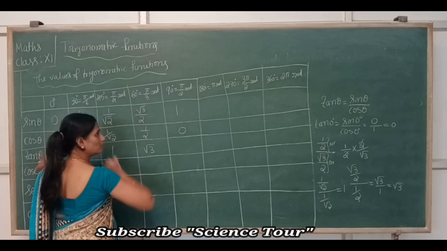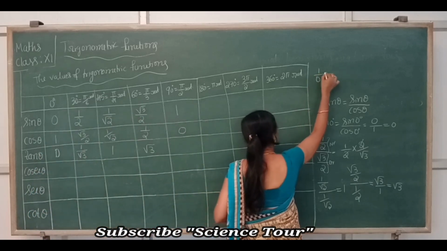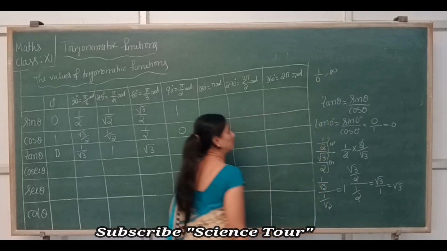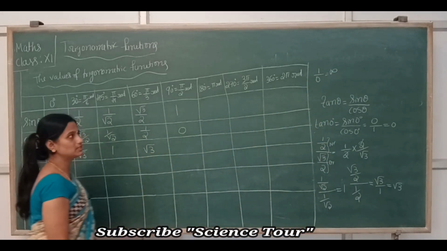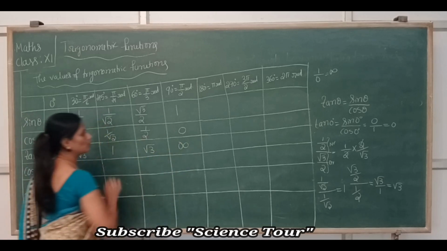Next, tan 90 degrees, sin 90 divided by cos 90. So 1 divided by 0. Any number divided by 0 is what? It is always infinity. Any number divided by 0 is infinity. So what is the answer? Answer is infinity.